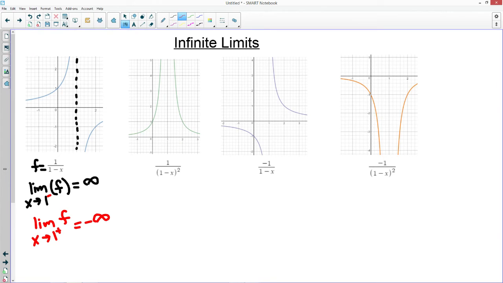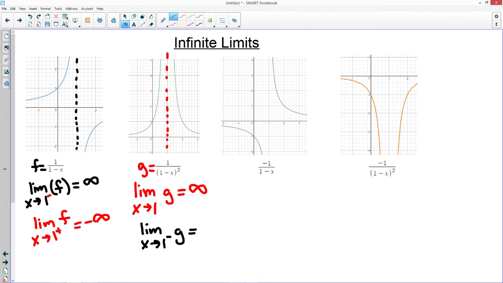So in this example, though, I can be specific without the left and right. In other words, I can say the limit as x approaches 1, here's my VA here, the limit as x approaches 1, we'll call this g, of g is equal to infinity because they're both approaching infinity from left and right. It's not wrong to put a plus here or a minus here and write it twice. So in other words, I can also write the limit as x approaches 1 from the left is infinity, and the limit as x approaches 1 from the right of g is infinity. These are both true, but it's much simpler just to write this.